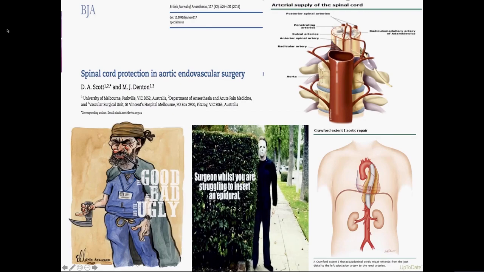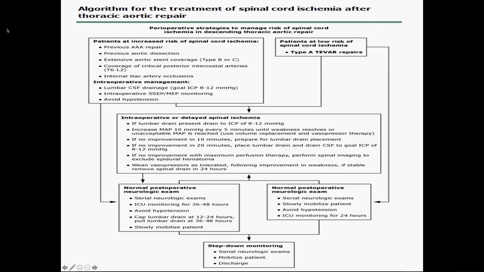High thoracic aortic surgery requires more protection, requires spinal cord protection by distal perfusion, cooling, and lumbar drain. Lumbar drain insertion should be by one atraumatic attempt. This is the algorithm for the treatment of spinal cord ischemia after thoracic aortic repair. It includes troubleshooting, and communication between surgeon, anesthetist, intensive care, and the neurologist too.